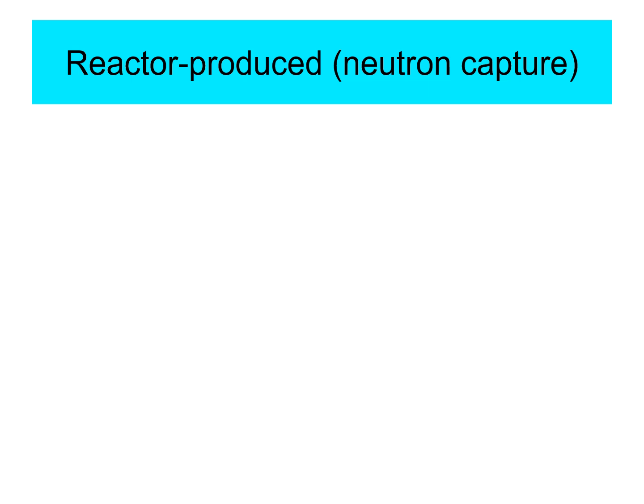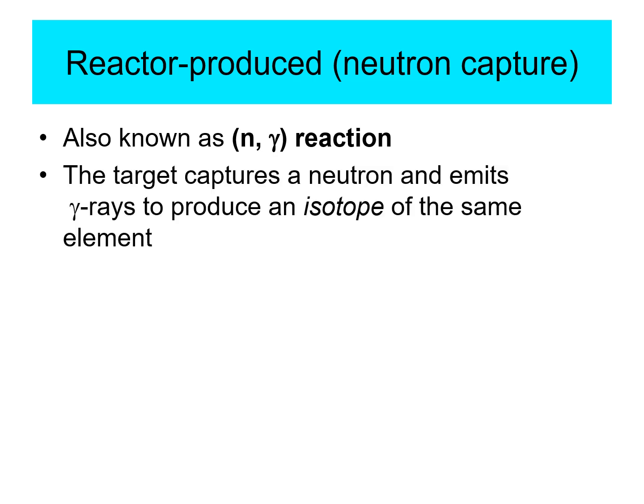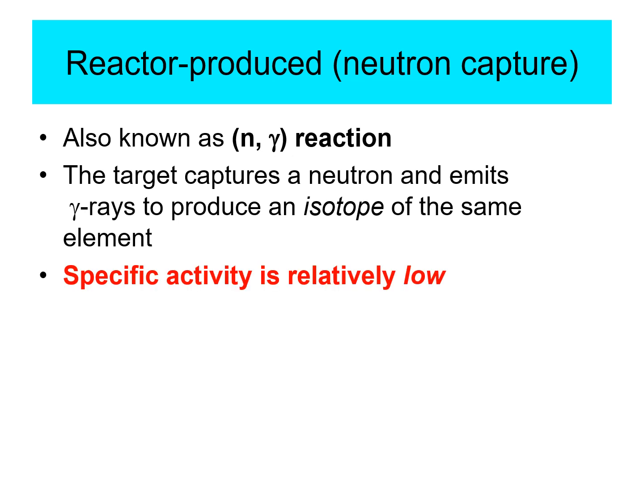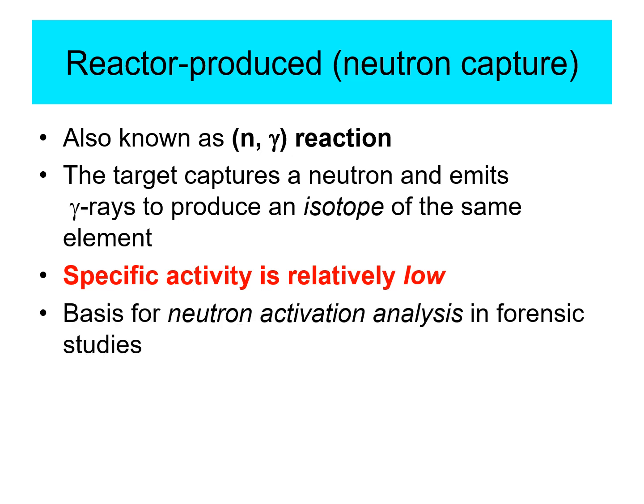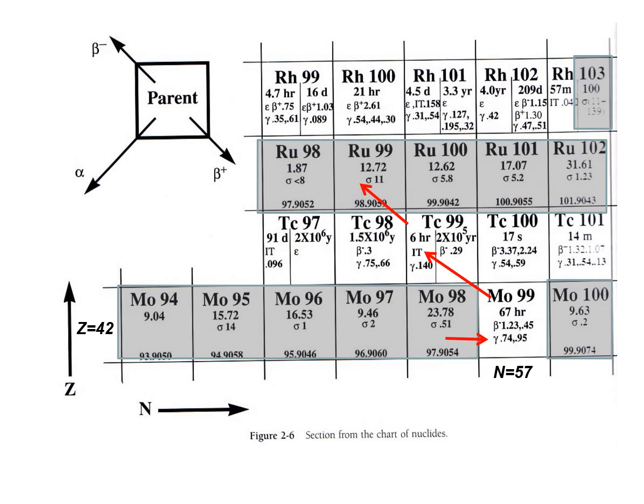The last segment is about reactor produced radionuclides through the process of neutron capture. This is also known as N-gamma reaction. The target captures a neutron and emits gamma rays to produce an isotope of the same element. However, in this process, compared to the fission process, it produces radionuclides of low specific activity. Now, if you look at this table, focus on molybdenum-98 at the lower bracket. Molybdenum-98 is shaded, meaning to say it is a stable nuclide.